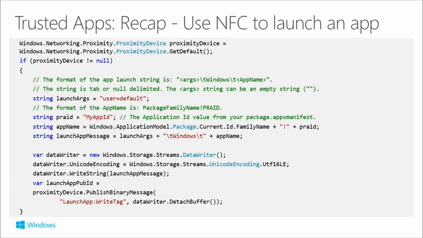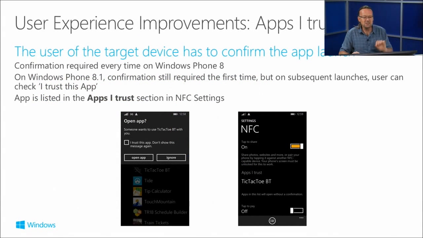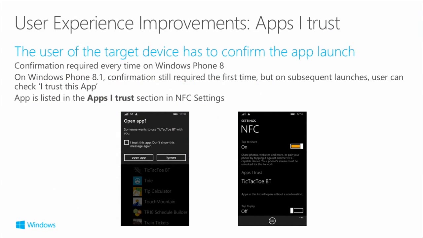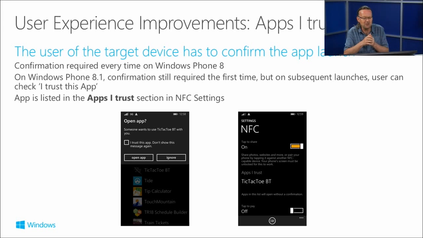So particular formats like LaunchApp:WriteTag are a way you can get an app to launch on another device, such as a tablet or another phone. So you can tap it and launch the app on another phone. This is that user experience, the apps I trust thing. So whenever you tap a device together to initiate something over NFC, the first time, like I said, you'll have to get that confirmation thing. But thereafter, you get this I trust this app, don't show this message again checkbox.